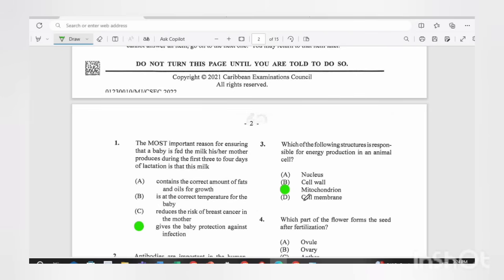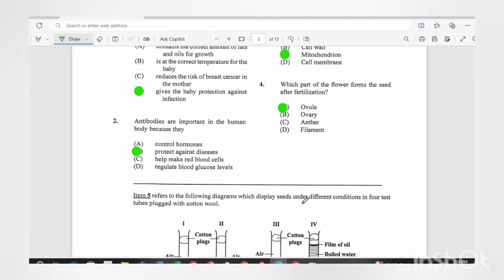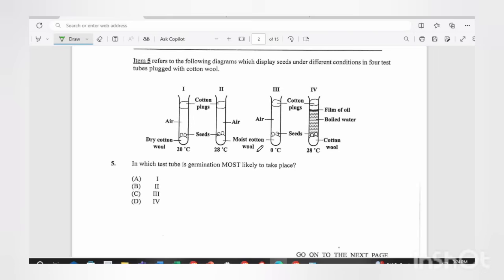Question 4. Which part of the flower forms the seed after fertilization? Is it A. the ovule, B. the ovary, C. the anther, or D. the filament? If you answered ovary, you're incorrect. The answer there is ovule. The ovary becomes the fruit, but the ovule becomes the seed.